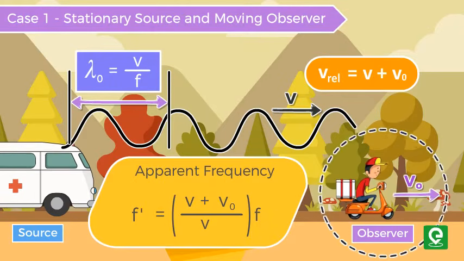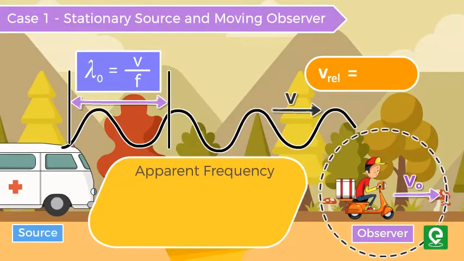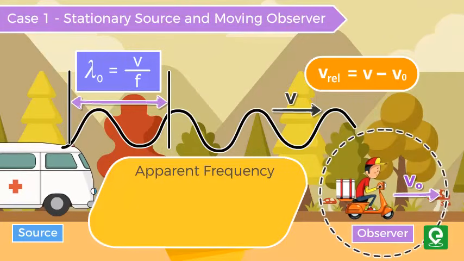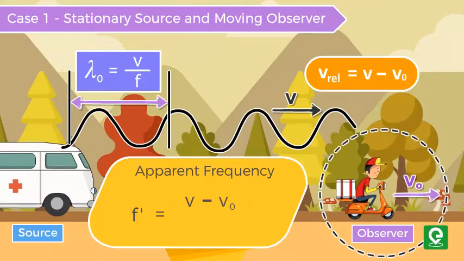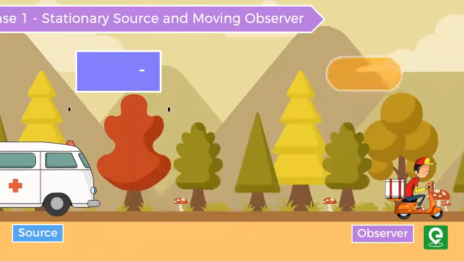Similarly, if the observer is moving away from the source with velocity v naught, then the relative velocity of sound will be equal to v minus v naught, and the apparent frequency heard by the observer, f dash, is equal to (v minus v naught) whole divided by v into f.